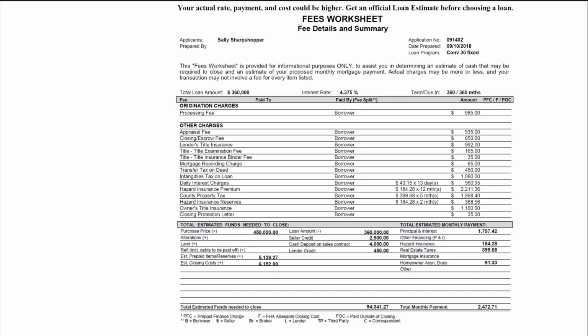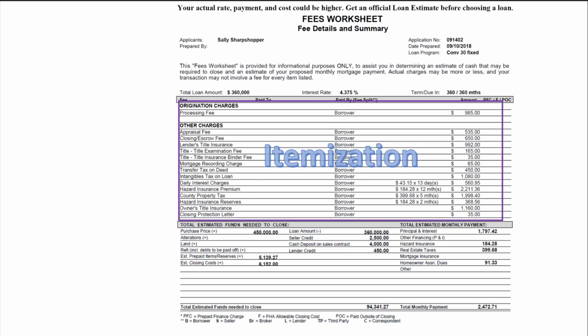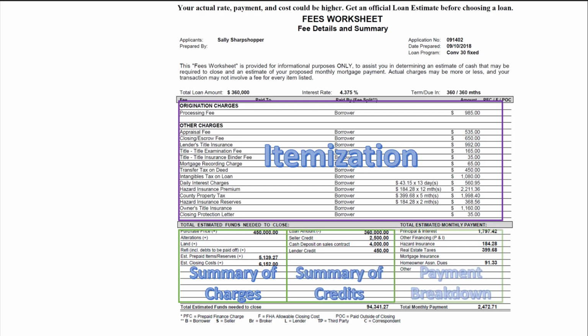The top section is an itemization of closing costs and prepaid items. The bottom is a transaction summary that includes charges, credits, and a breakdown of the monthly housing payment, including property taxes, homeowners insurance, mortgage insurance, and homeowners association dues. It also shows the amount you'll need to wire to the attorney's office and the total monthly housing payment.